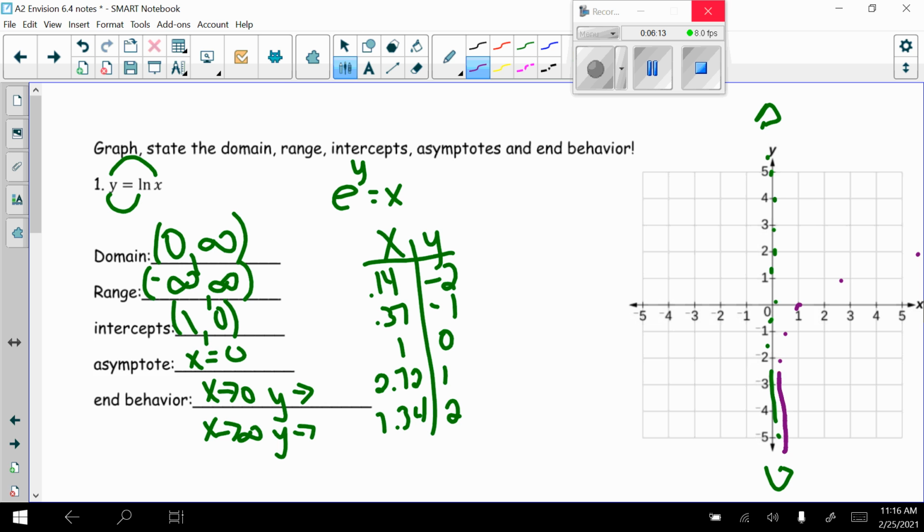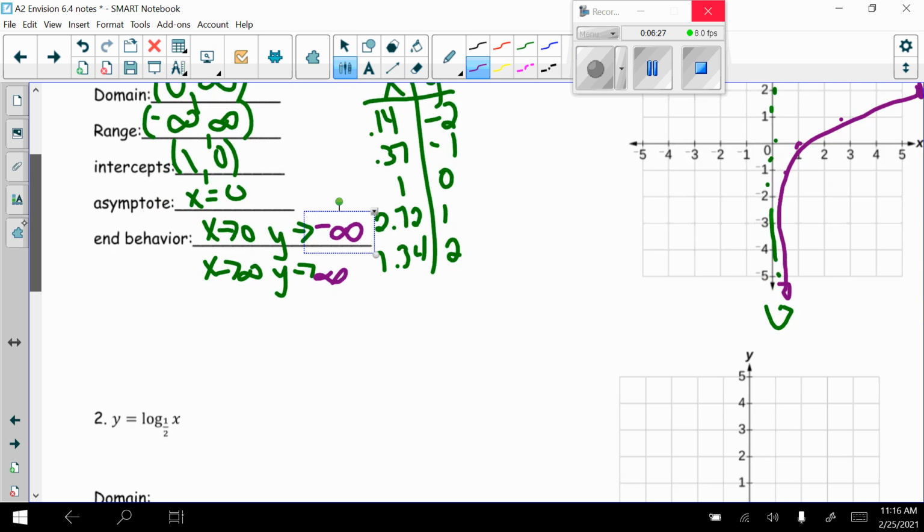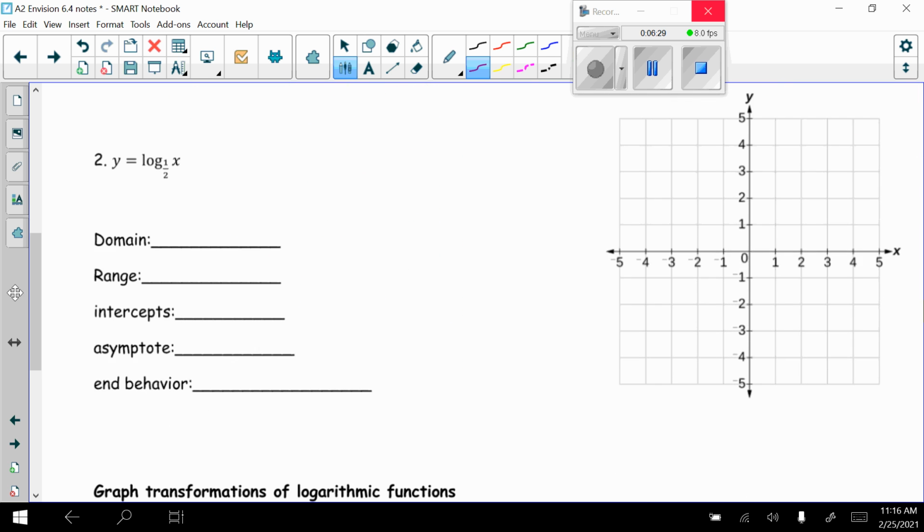So this is the graph of our logarithm. We can talk about the end behavior: as x is approaching 0, y is approaching negative infinity. As x is approaching infinity, y is also approaching infinity. We're going to look at one more of these today. y equals log base 1/2 of x.